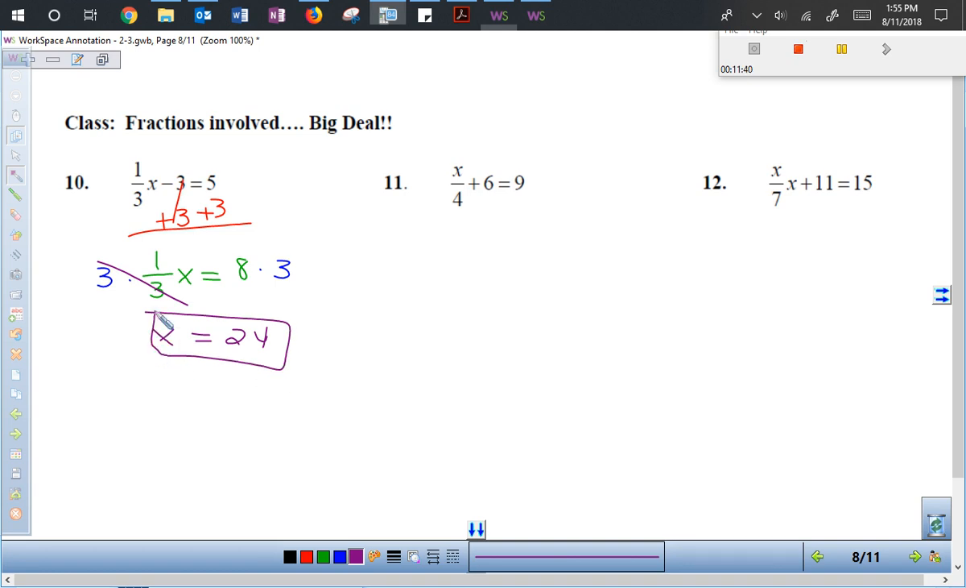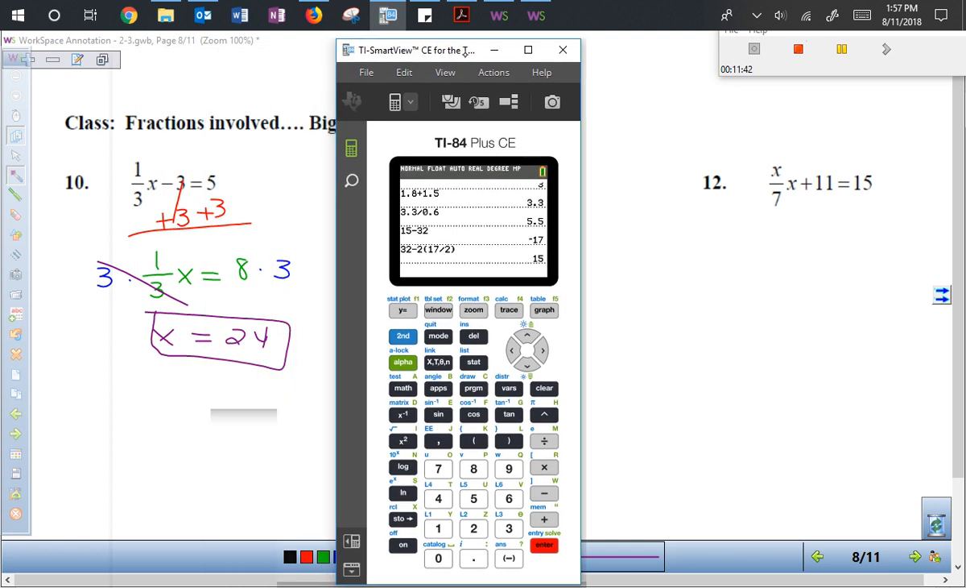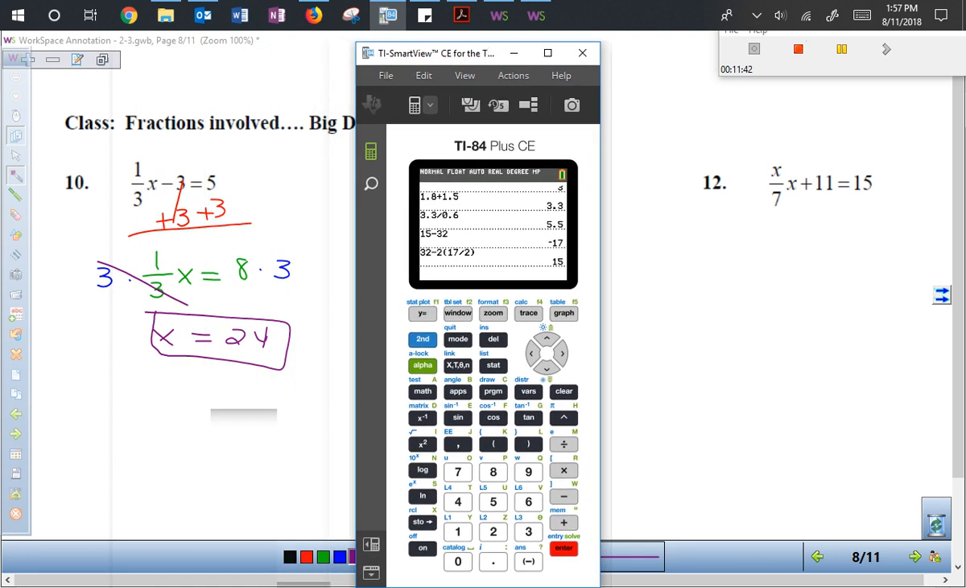We can definitely check this answer in our calculator. So we're going to take 1/3 times x minus 3, but since we know that x is 24, I'm going to say parentheses 1/3 times parentheses 24 minus 3. And my calculator says that gives me 5, which is what we have.